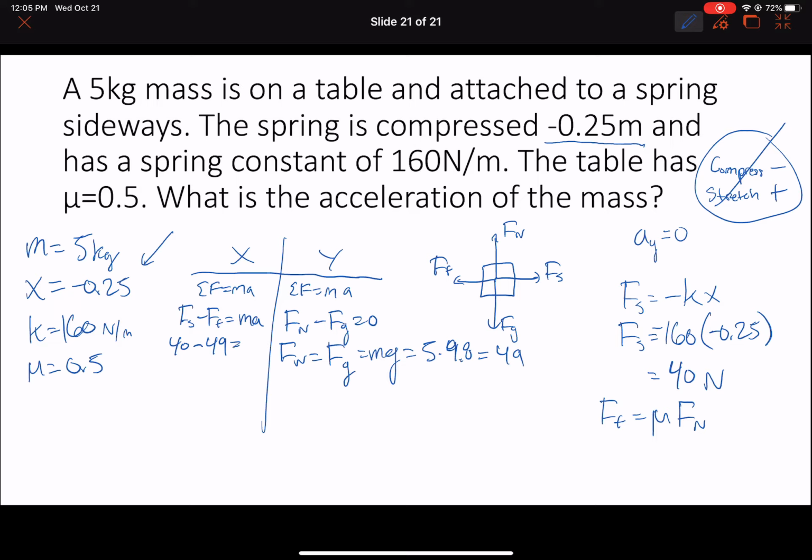It's equal, and that's equal to the mass, 5 times A. And so we get negative 9 equals 5 times A. And so we get A is equal to negative 9 divided by 5. So 9 divided by 5 is 1.8. And we get our acceleration.